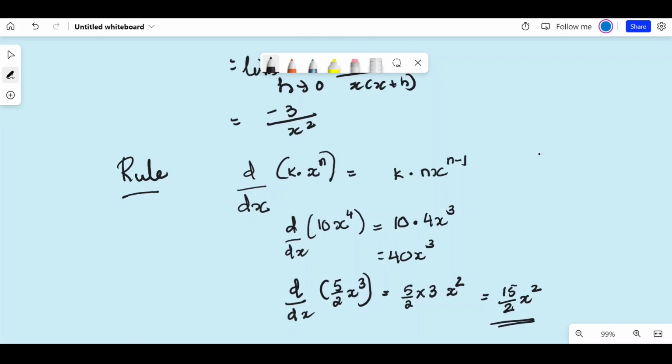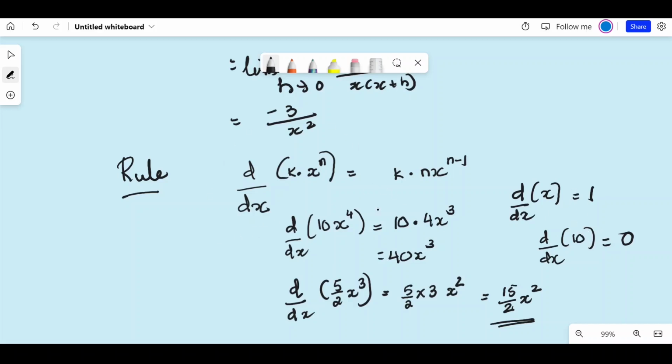Now when mentioning the rule, let me also mention, if you only have an x there, no other constant, no other power, then the answer is 1. But if you only have a constant there, like let me say 10 only, then the derivative will be 0. Derivative of a constant is 0. Derivative of x alone is 1. Okay, these are the special cases.